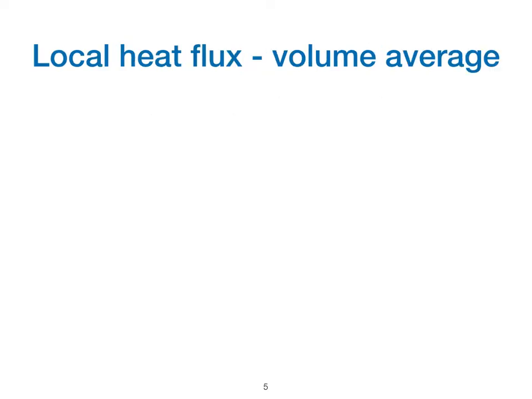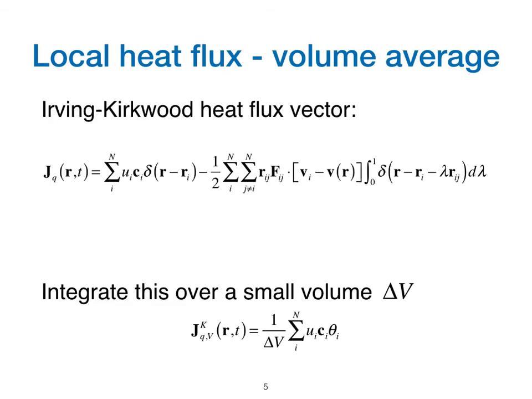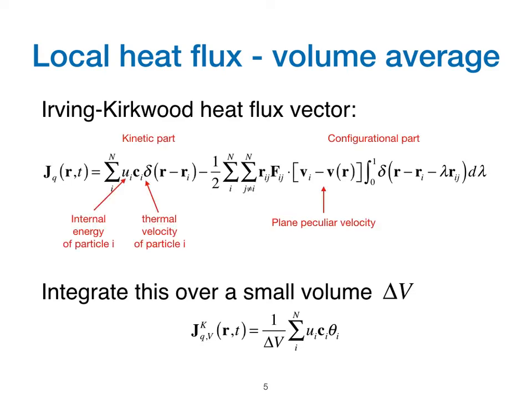To evaluate the thermal conductivity tensor components, we need an expression for the heat flux. And what we're going to do is use the volume averaged form of the Irving-Kirkwood heat flux vector. So the exact form of the Irving-Kirkwood heat flux vector looks like this. It's got a kinetic component and a configurational component, and we need to evaluate the delta functions, so we must do some sort of integration. What we do is we average over a small volume delta V to get the volume averaged heat flux.